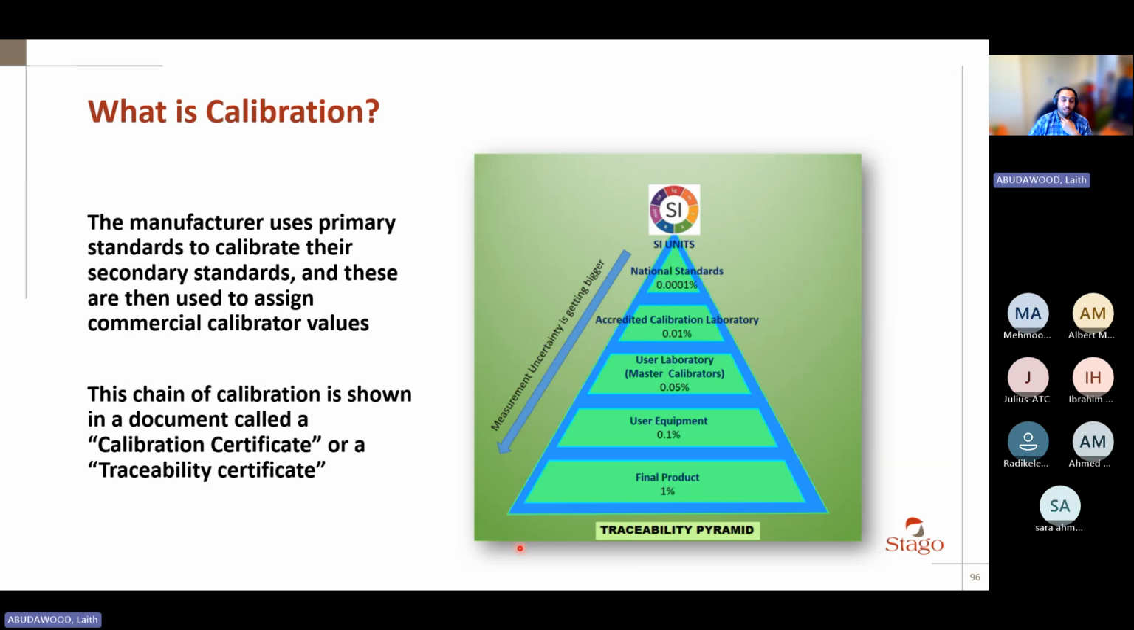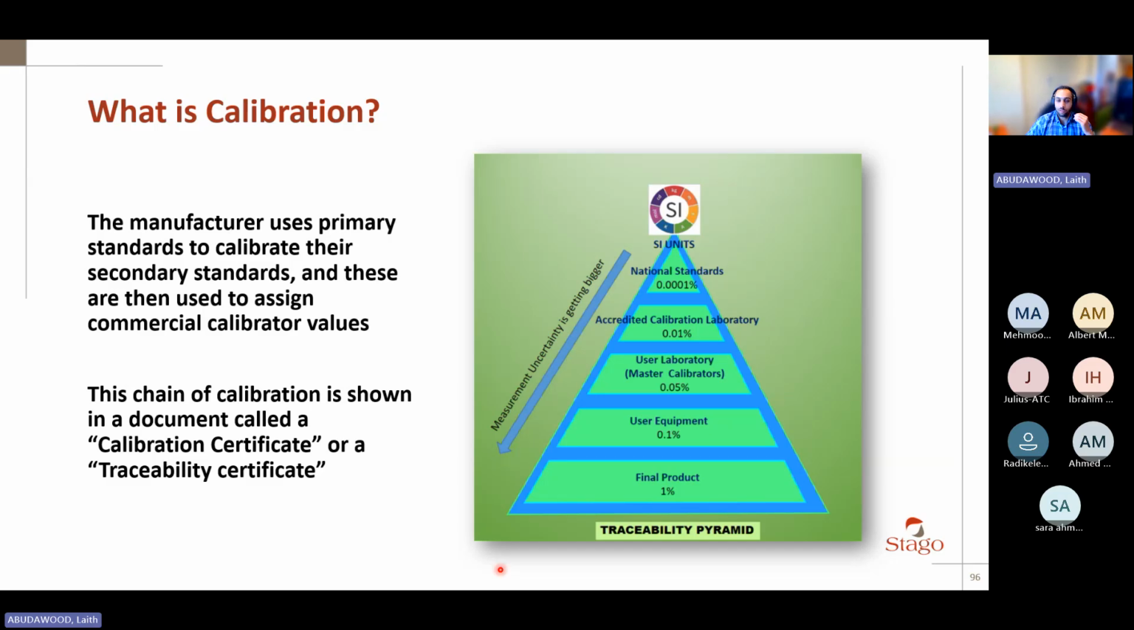Okay, so some customers will ask you, where is the traceability certificate for your calibrator? How do I guarantee as a user that the calibrator you are giving me is actually traceable to an international standard? Why is that important? Because most manufacturers will use the same standard. Why? To reduce the variation in results between manufacturers.